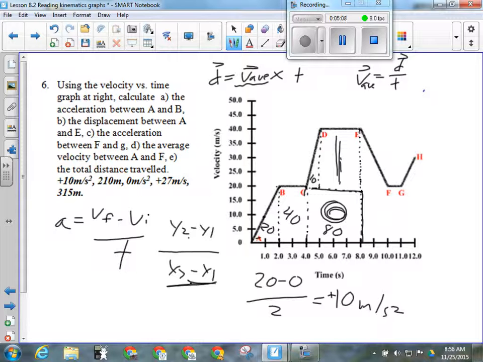is 20 and its base is 3, I think, right? 1, 2, 3. Yeah. So this is 60. All right. Now we've got all of our shapes calculated.